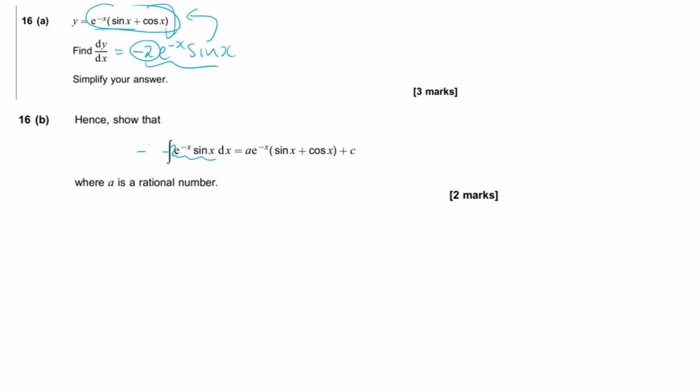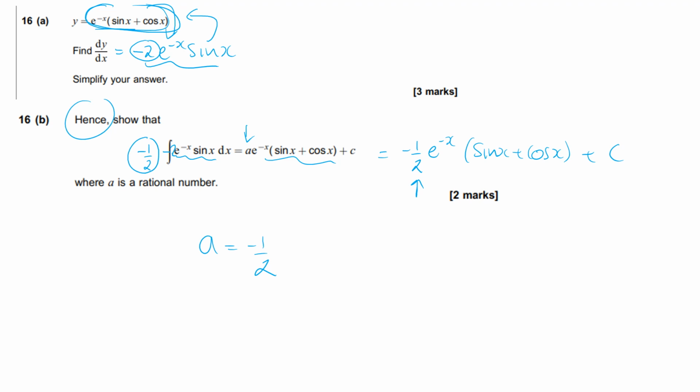So if we put minus a half to compensate for the minus 2 we need, that minus a half is just going to join in. So it's going to be minus a half, and then back to our original question: e to the minus x sine x plus cos x plus c. The a in the front is just what we needed to compensate in order to use what we've done in part A. So a is equal to minus a half.